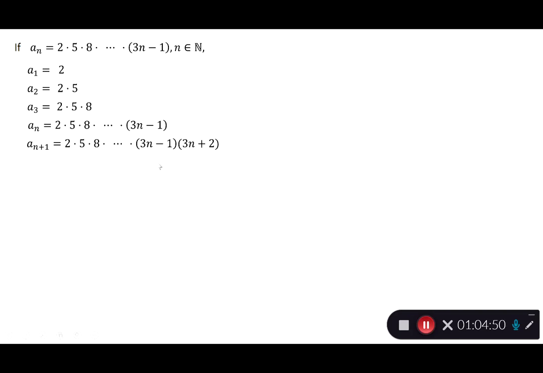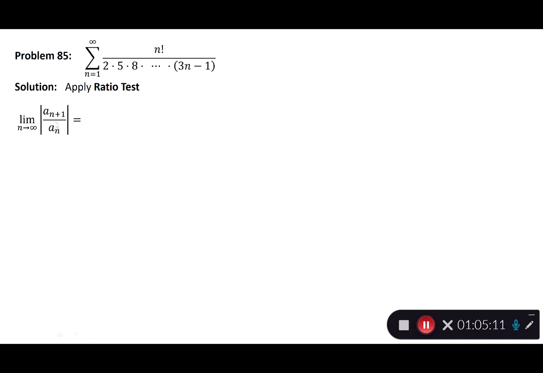Okay, good. Let's look at this guy. By the way, this 2 times 5 times 8 times dot dot dot, it's a kind of factorial. So we'll apply the ratio test, and a sub n plus 1 for the top would be n plus 1 factorial, which can be written as n plus 1 times n factorial. And for the bottom, we just figured out what a sub n plus 1 would be, right? 2 times 5 times 8 and dot dot dot times 3n minus 1 times 3n plus 2.